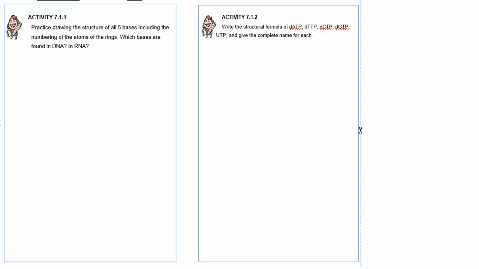So for your activity 4.1.1, you practice drawing the structure of all five bases, including numbering of the atoms of the rings, and identify which bases are found in DNA and which bases are found in RNA. For your activity 4.1.2, write the structural formula of dATP, dTTP, dCTP, dGTP, and UTP, and give the complete name for each. You can add additional sheets of paper or bond paper for this activity.